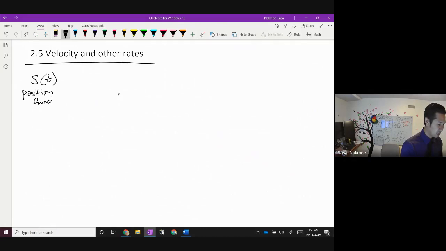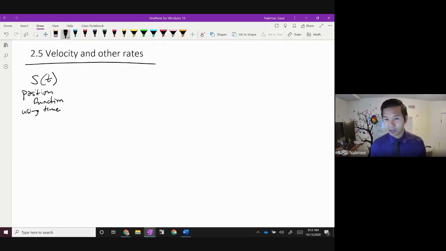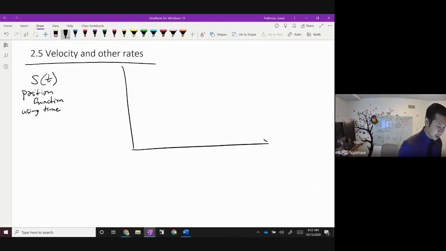This is a position function with respect to time. Position function using time. So for example, if I were to graph this out, the x-axis would actually be labeled with a t. The y-axis would be labeled with s of t.